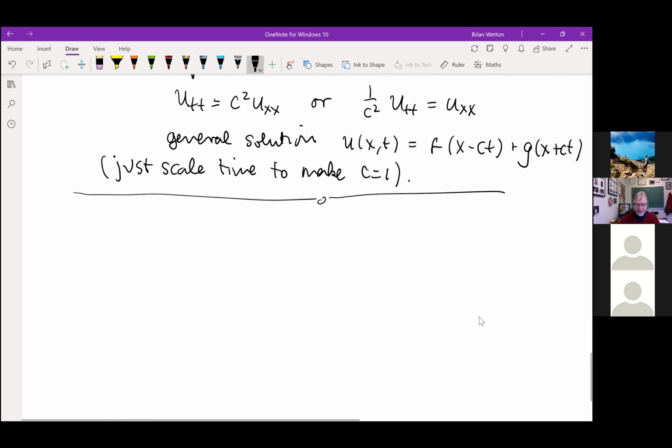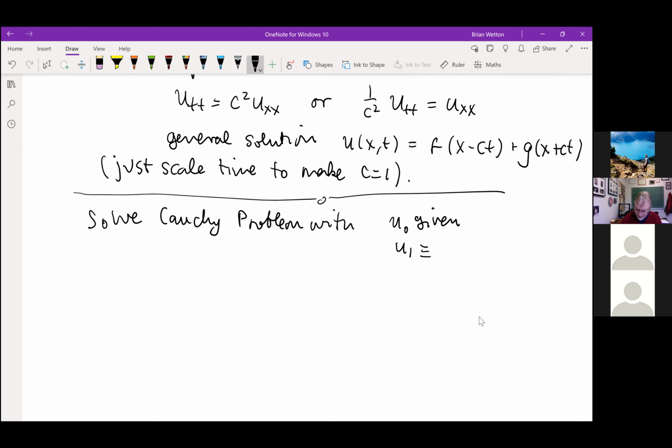So I'm going to have two problems that I'll use. Okay, so let's solve the Cauchy problem with u0 given and u1 identically 0. Right, and so I know I can start with this general form. Okay, why did I put g first, I wonder? f of x minus t plus g of x plus t.